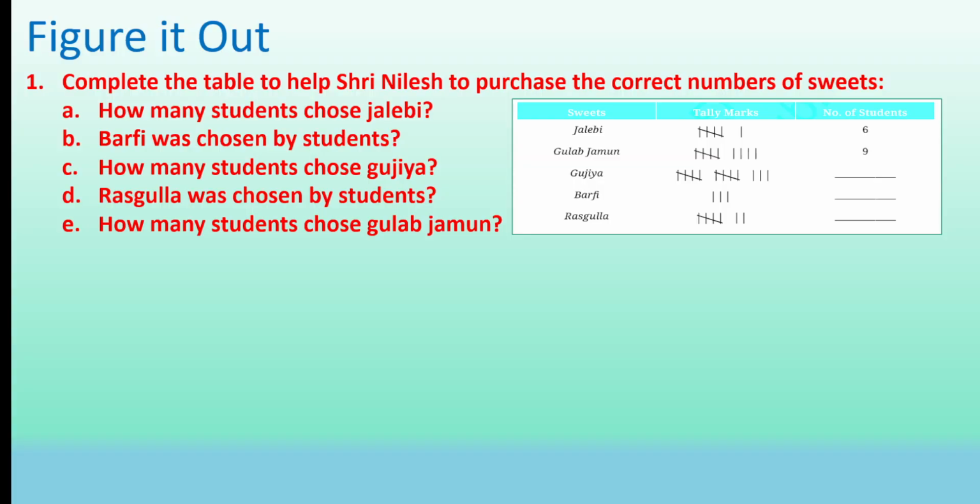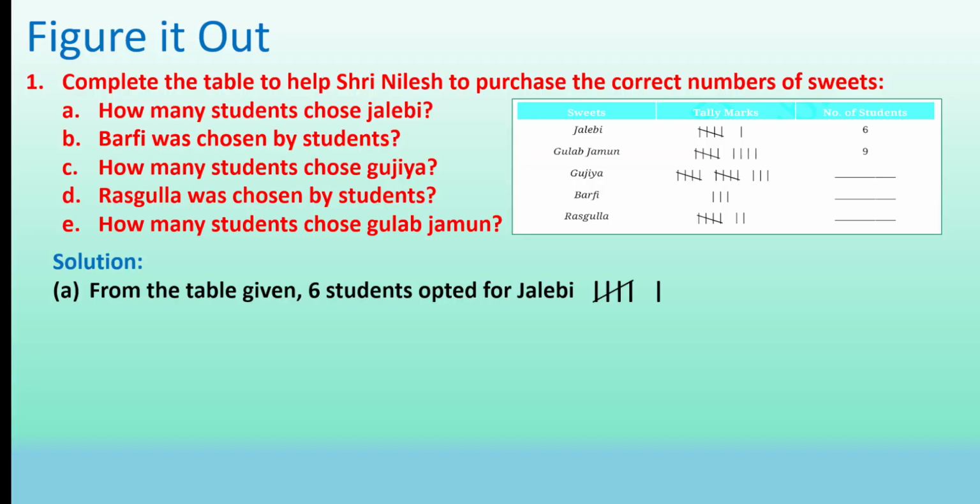Question number 1, figure it out. Complete the table to help Sri Nilesh purchase the correct number of sweets. First question, how many students chose jalebi? From the given table, 6 students opted for jalebi, because the tally marks show 5 plus 1, which is 6.